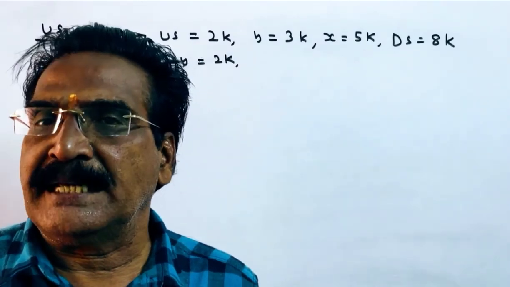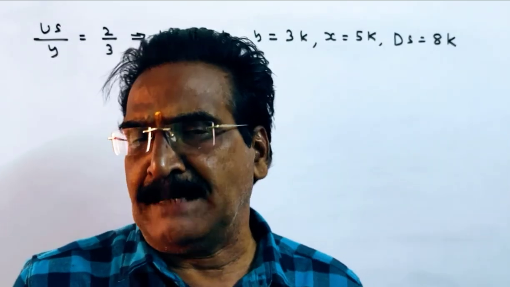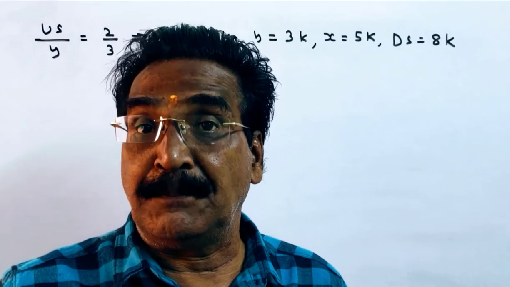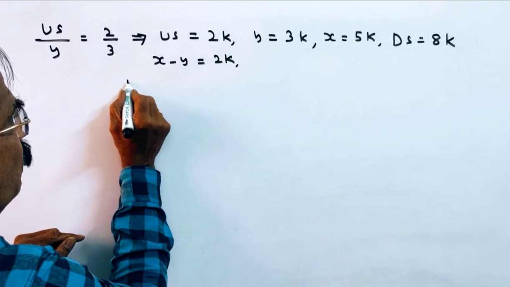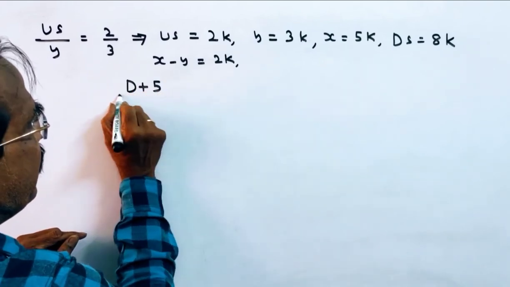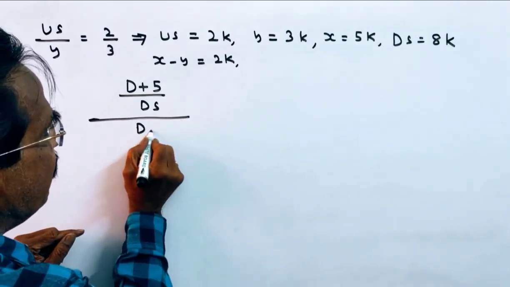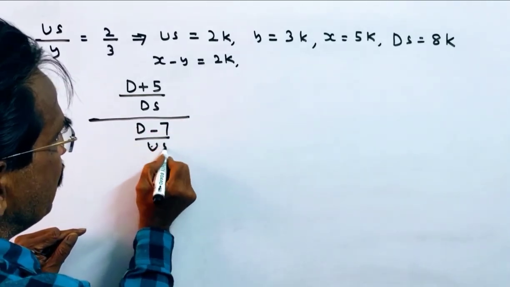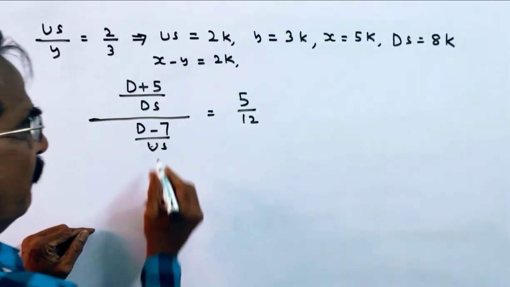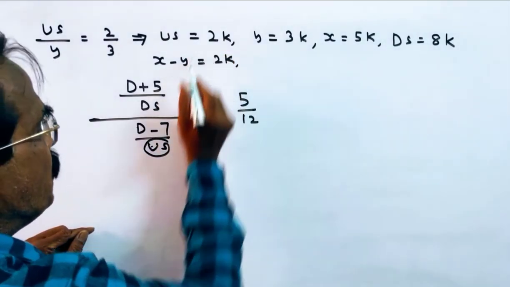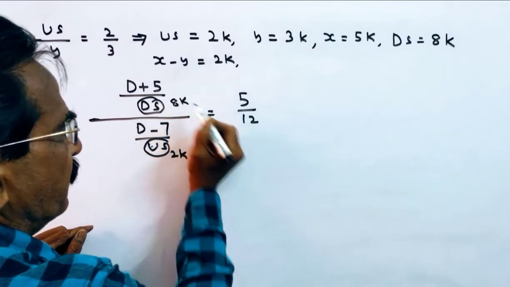Friends, now let us take up the first statement. What is the first statement? The ratio of the times taken by the boat to travel d plus 5 kilometers in downstream and d minus 7 kilometers in upstream is equal to 5:12. Friends, US is equal to 2k and DS is equal to 8k.